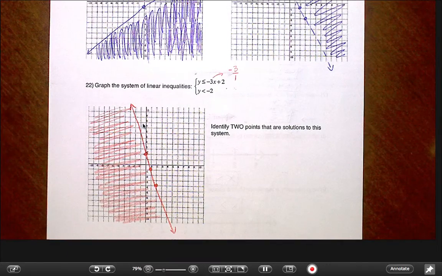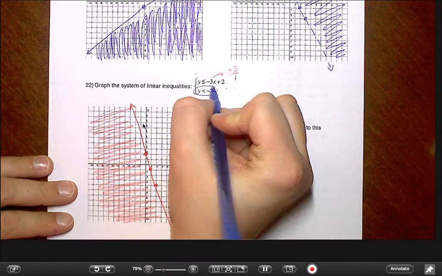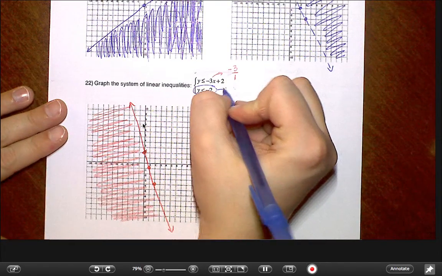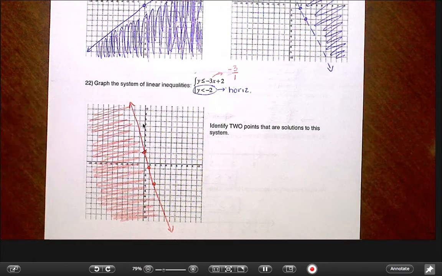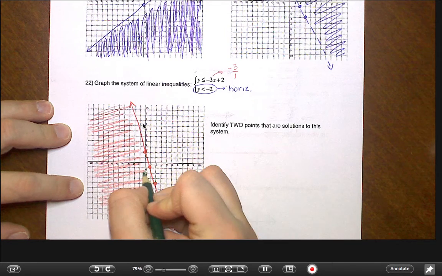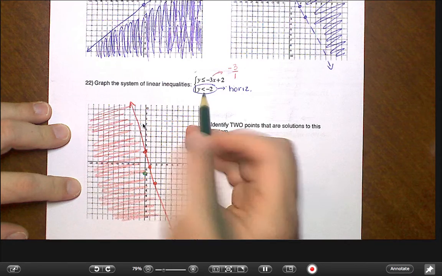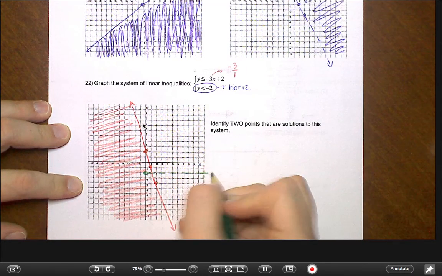Now, y is less than -2. Anytime it's y equals, or y with just a number, that's going to be a horizontal line. And again, we'll review that more when we hit the Chapter 3 stuff. But y is less than -2 is going to be a horizontal line going through -2. Now this time, I'm not including the line as part of my answer. Okay, there's no equal bar. So this is a dotted line through -2.